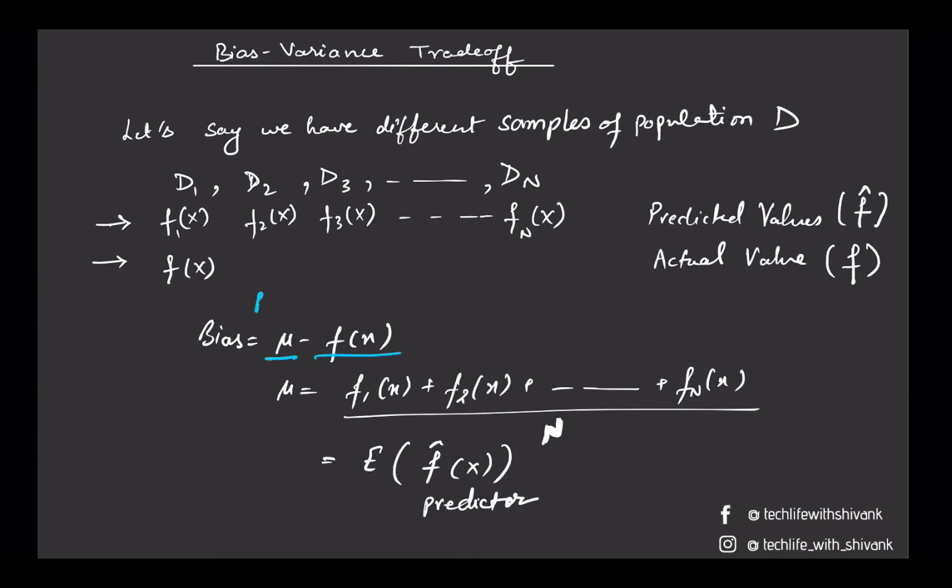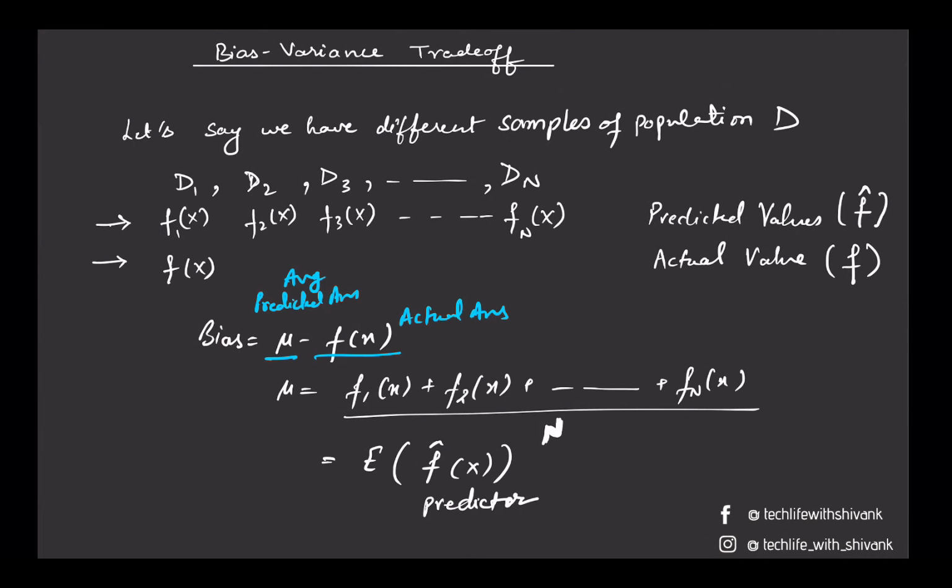So what's the difference between the average predicted answer and the actual answer? That's called bias. So if you take a very simple model which is kind of underfitting and not able to fit properly to the training dataset, then you will have high bias.